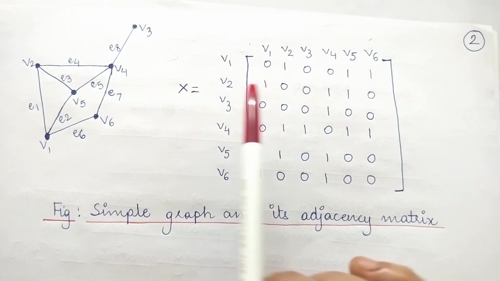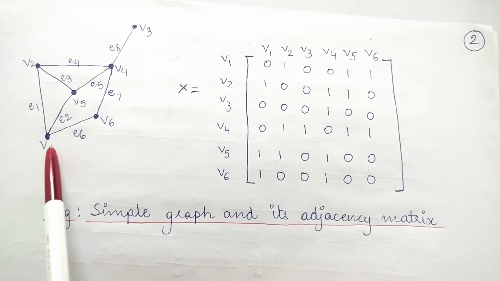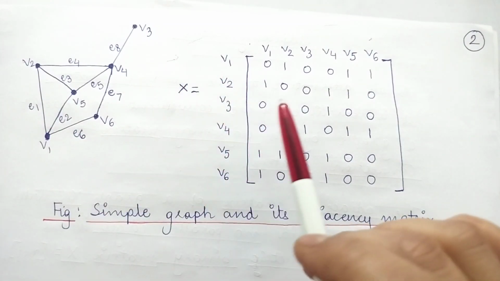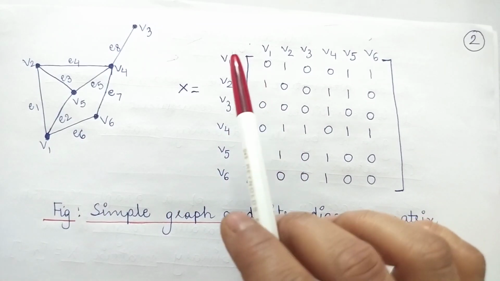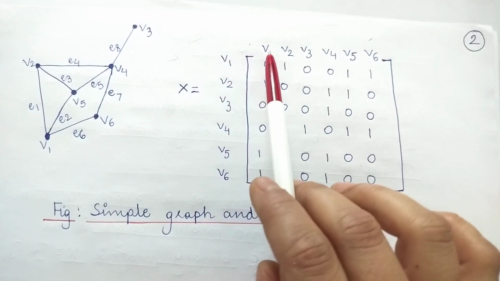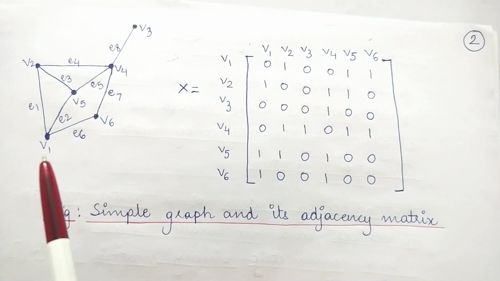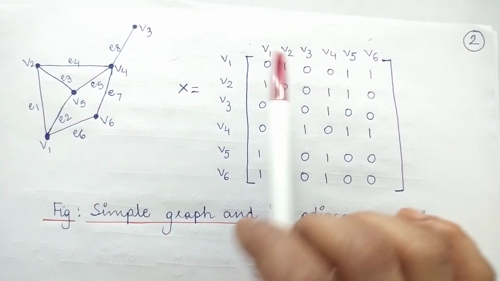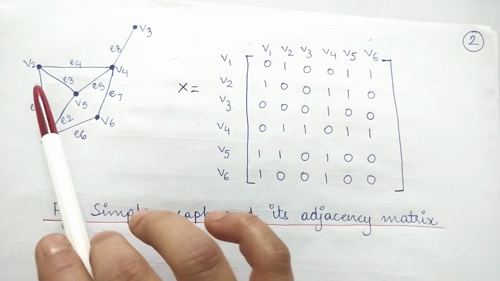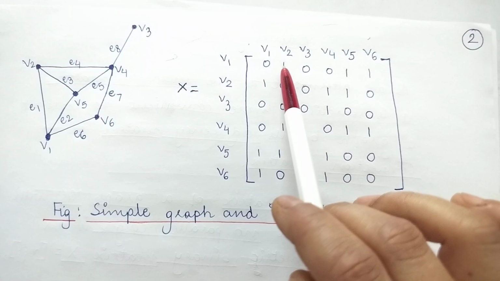So let's see. Now vertex v1, of course there would not be any edge from vertex v1 to v1 itself. Unless it is a self loop, there wouldn't be any edge from the vertex to itself. So that means for v1 to v1 there is no edge, so we will have the value 0. Now next, moving on, v1 and v2. Is there an edge from vertex v1 to vertex v2? Yes, there is an edge from vertex v1 to v2. So we will have a value 1 here.